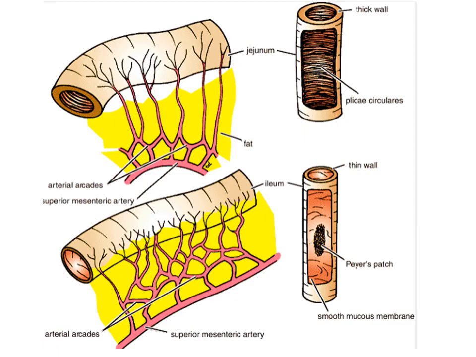Here also it is very clear: thick wall of the jejunum, thin wall of the ileum; Peyer's patches many in the ileal wall and few in the jejunal wall. Plicae circulares are very clear in the jejunum and may be absent in the ileum. The arterial arcades come directly from the superior mesenteric artery, and then the vasa recta arise from them. We have short vasa recta and a lot of arterial arcades in the ileum, and few arterial arcades and long vasa recta in the jejunum, with little fat in the mesentery of the jejunum and more fat in the mesentery of the ileum.